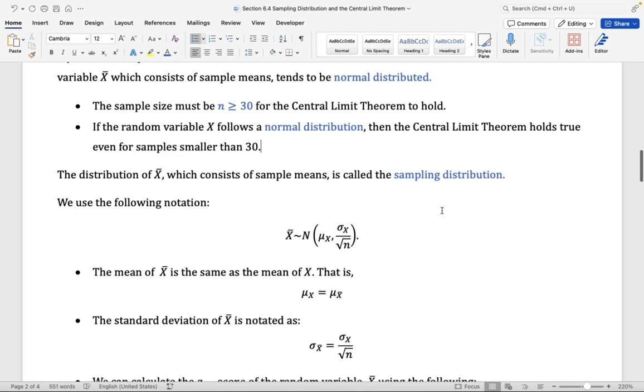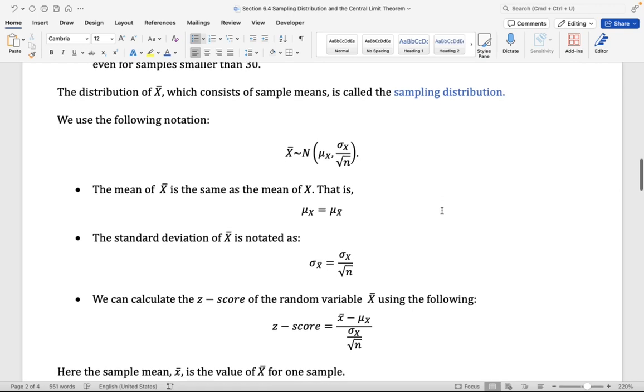Now, let me show you the notation that we use. If we're referring to the x bar distribution and we know that it follows a normal distribution, then we're going to use the notation here. X bar follows a normal distribution where the mean of the distribution is the mean of x, and the standard deviation of this distribution is the standard deviation of x divided by the square root of n. So that is the notation that we have here.